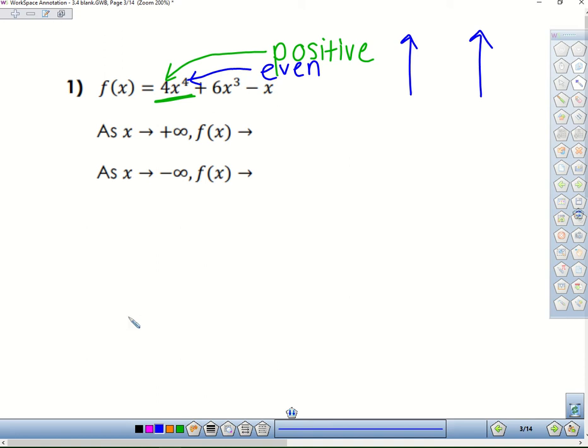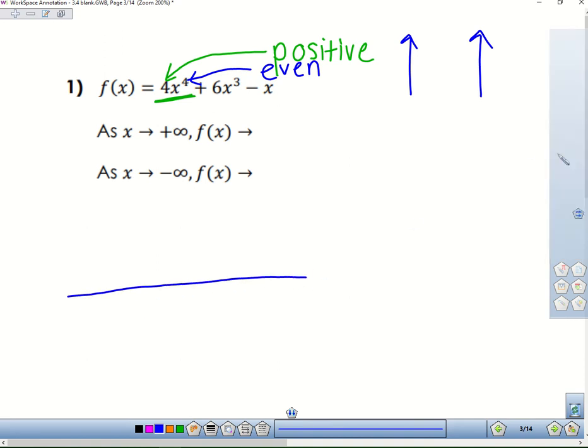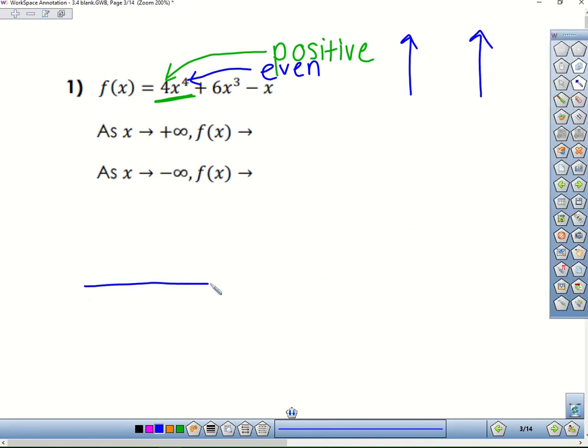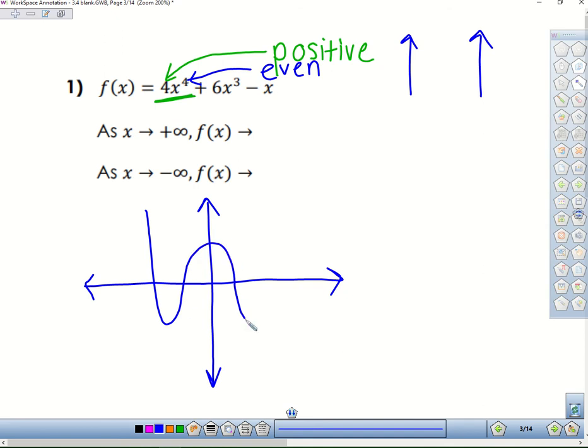So basically what this function looks like, I'm going to sketch it for you guys just so you have an idea. The sketch of this function is going to go down, it's going to look something like this, because it's a fourth degree. So it's going to be going up at both ends. See how the endings both end up upward? So now we're going to determine as x goes to positive infinity.